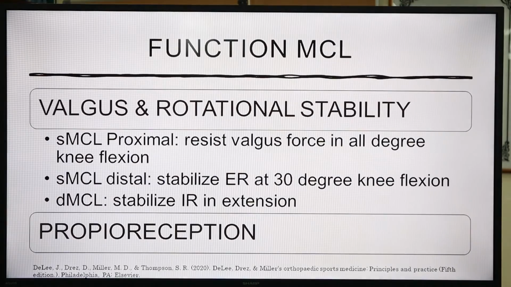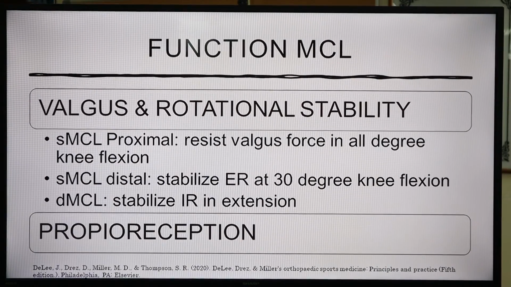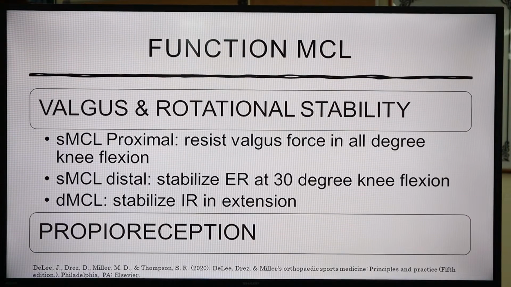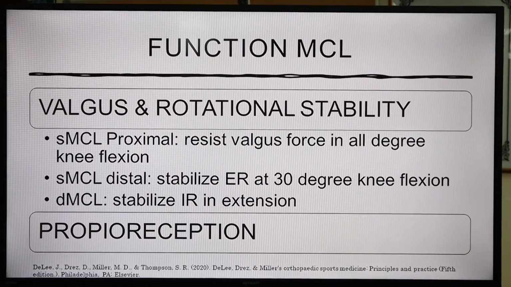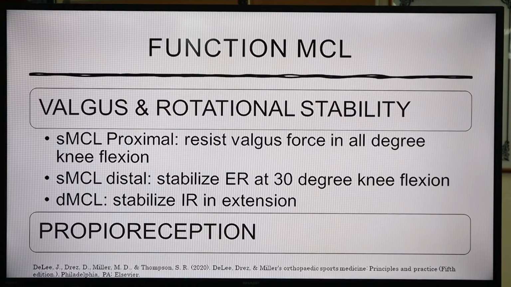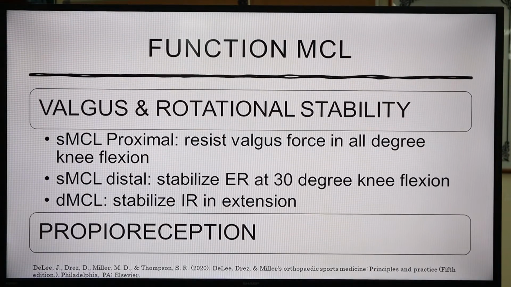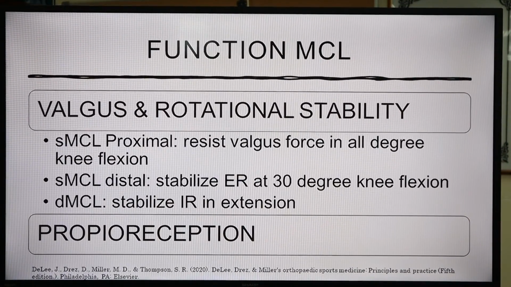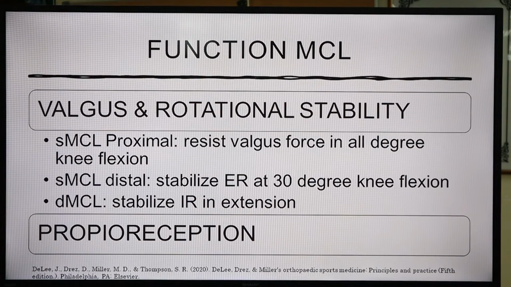So the function of MCL, like I said, it has 3 important fibers. The superficial MCL, the proximal part, actually resists valgus force in all degrees. Meaning, if you perform the valgus stress test, the one that is functioning is your superficial MCL. Whereas your superficial MCL distal insertion stabilizes the knee in external rotation at 30-degree knee flexion, and your deep MCL stabilizes the knee in internal rotation and in extension. It also has a lot of free nerve endings, Ruffini, Pacini, Golgi tendon organ, and it acts as the proprioceptive mechanism of the knee joint.